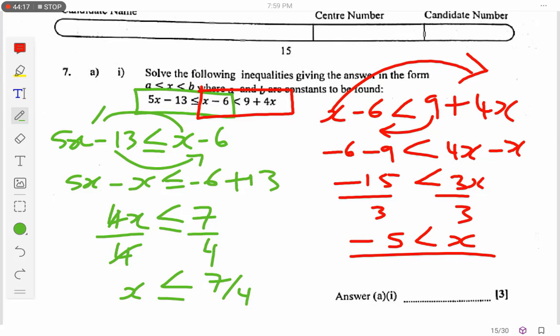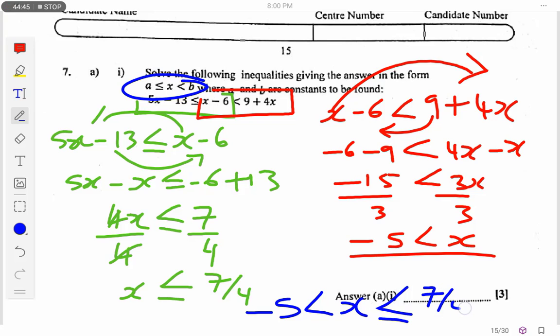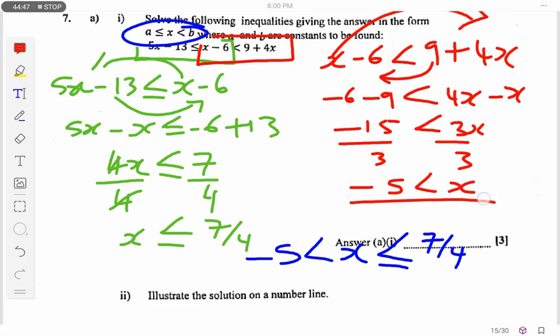Now we are going to write it in the form that we are given here. We are given to write our answer in this form. Writing it in that form, you find out the lowest value that we have there is minus 5. So I can say minus 5 is less than x. Then I take this part there. The x is at the middle, so I'll have which is less than or equal to 7/4. This is the answer there. Okay, let's move on.